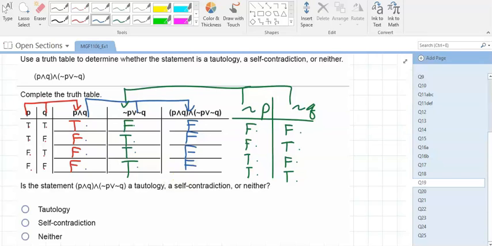Tautology means that everybody was true. Obviously, this is not a tautology because everybody was false. Since everybody was false, that falls under the definition of a self-contradiction. If you're not a tautology and you're not a self-contradiction, you're neither. Okay? So again, tautology, everybody's true. Self-contradiction, everybody's false. That's what we had here. We had the self-contradiction. And neither only happens when you're not one of those two. Okay?